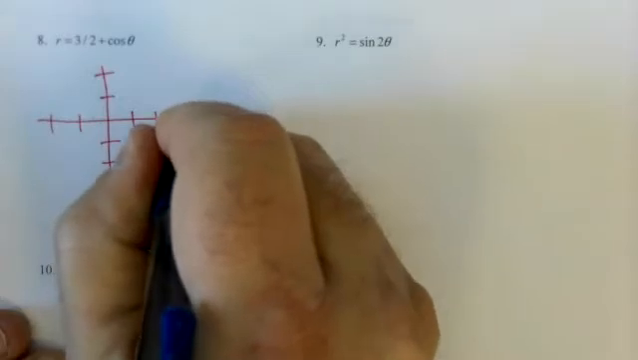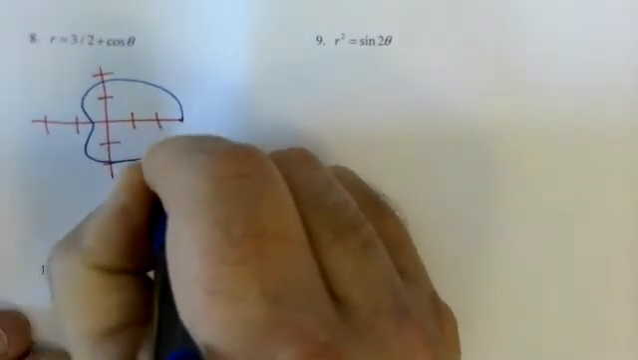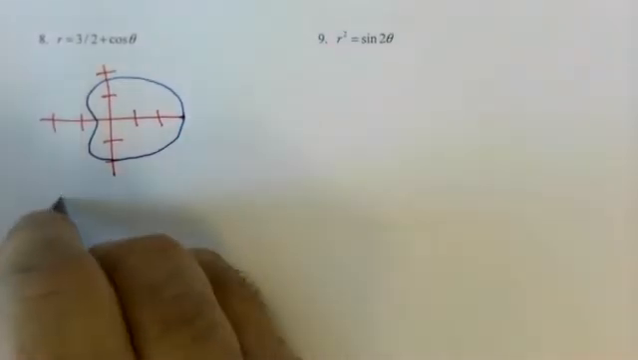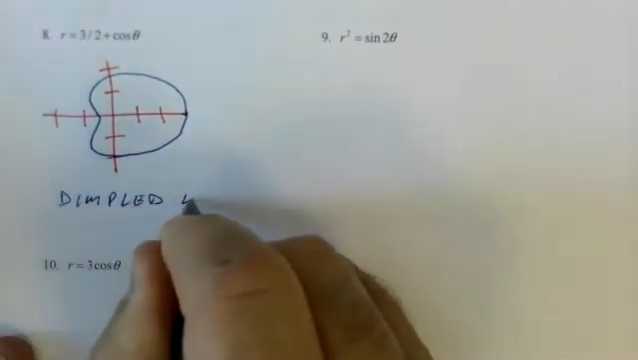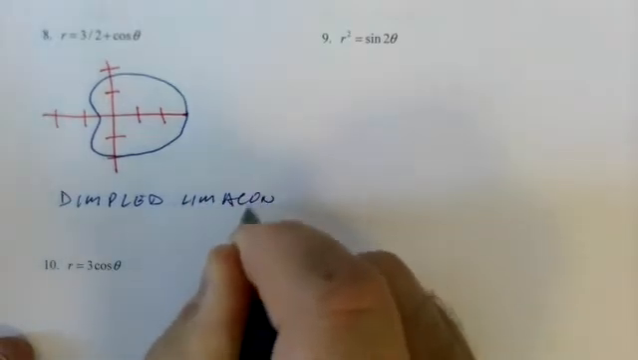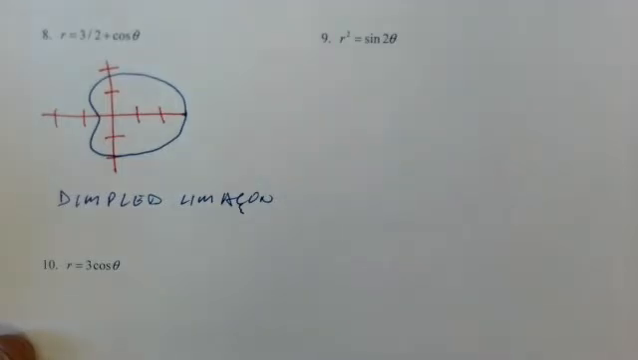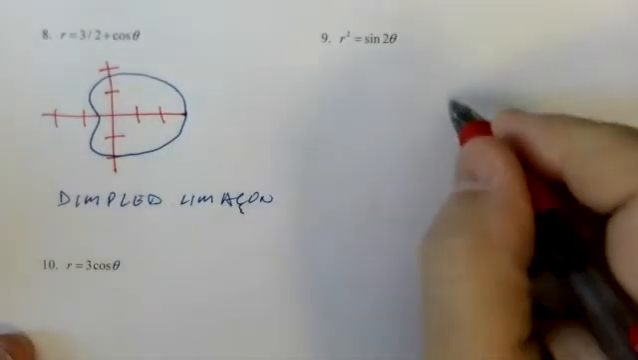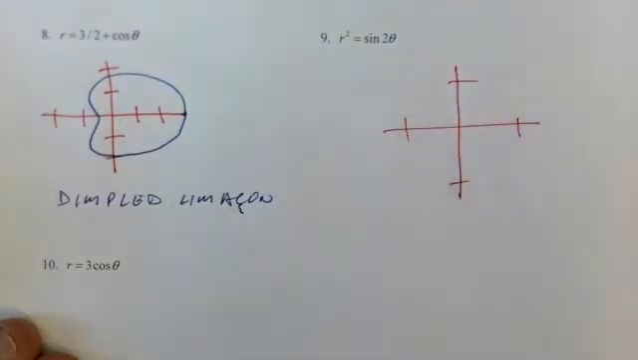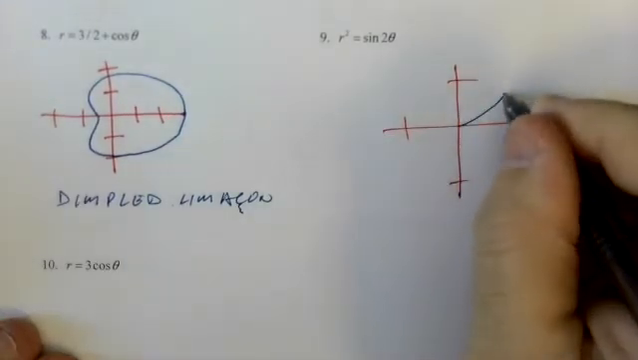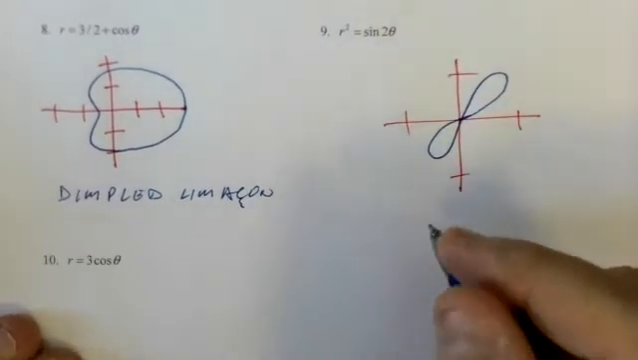All right, so this is a great name. Dimpled limaçon. Get that beard in there. And then one of my favorites, racetrack. Of course, not called a racetrack. Called a lemniscate.